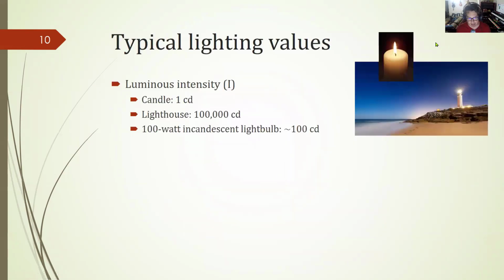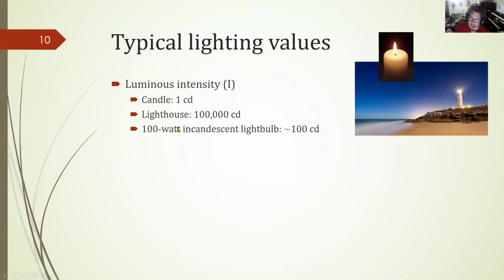All right, typical lighting values. Good. So by its namesake, a candle is roughly 1 candela of luminous intensity. So wherever you view it from, you're getting that much, 1 lumen per steradian is reaching your eye. A lighthouse is 100,000 candela. Okay, so wow, 100,000 candles is how they would approximate the power of a lighthouse.